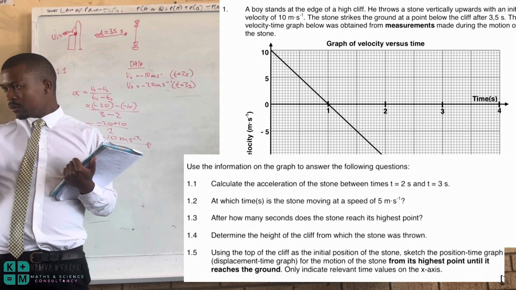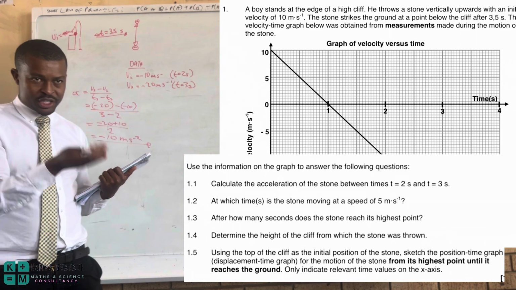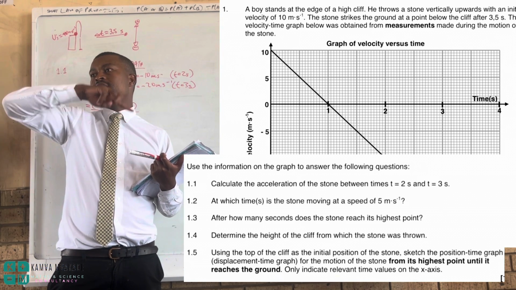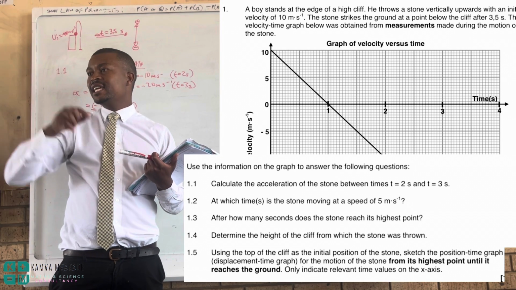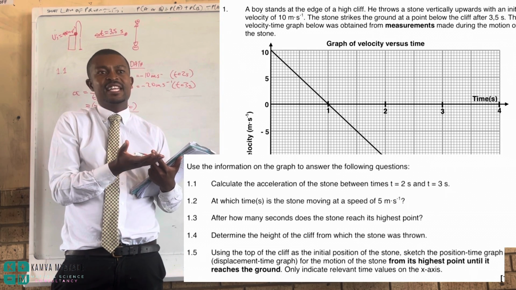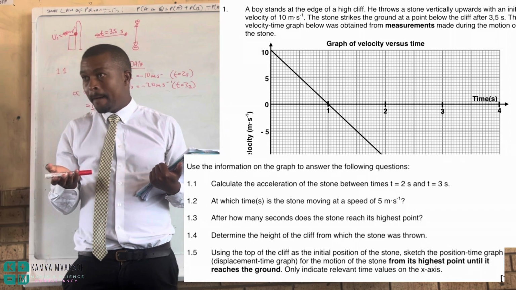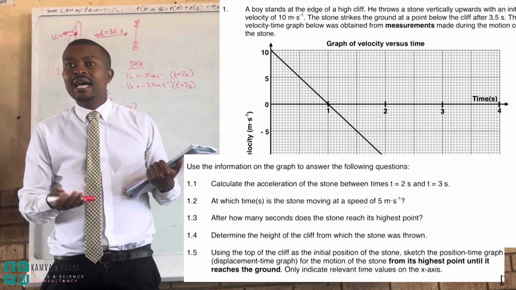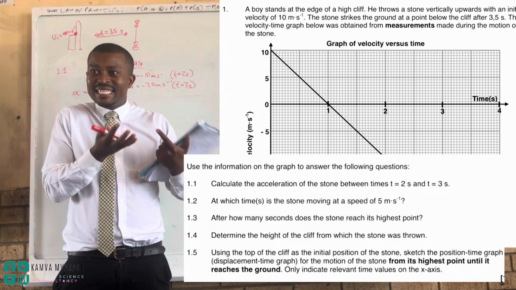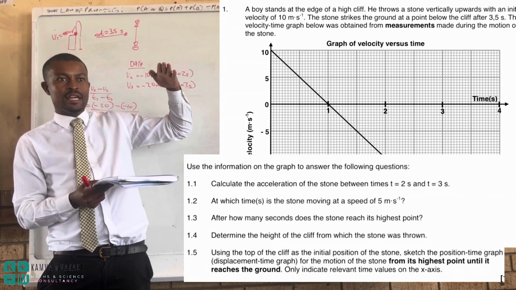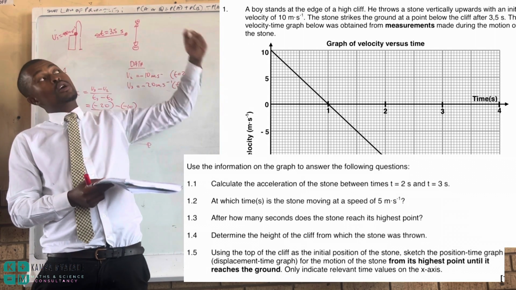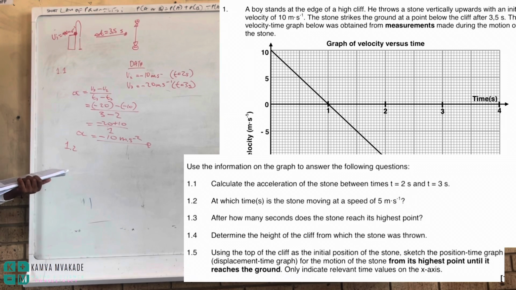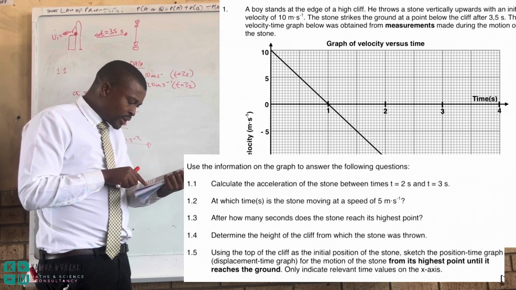We know once the object is projected vertically upward, like this, and you follow its motion, the speed is 10 meters per second. But if the velocity is in the opposite direction, there is speed at 10, speed at 9, speed at 5. So at which times is the stone moving at a speed of 5 meters per second?